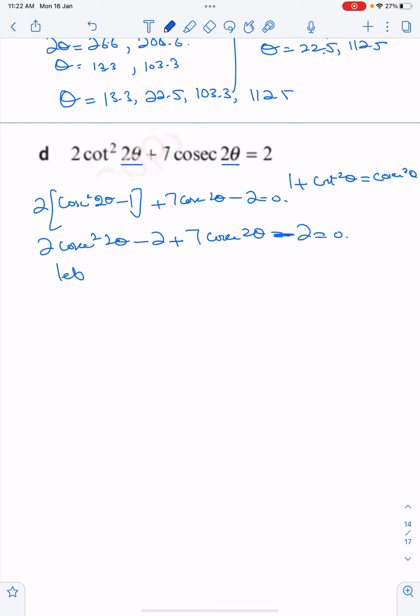Okay, let cosec 2 theta equals to y. So it will become 2y square plus 7y minus 4 equals to 0. Breaking the middle term, 2y square plus 8y minus y.